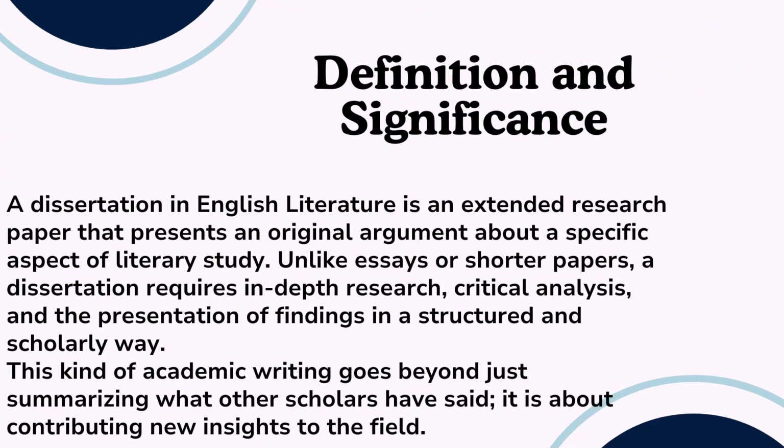Now let's discuss what a dissertation in English literature is, its definition and significance. A dissertation in English literature is an extended research paper that presents an original argument about a specific aspect of literature study. Unlike an essay or shorter paper, a dissertation requires in-depth research, critical analysis, and the presentation of findings in a structured and scholarly way.